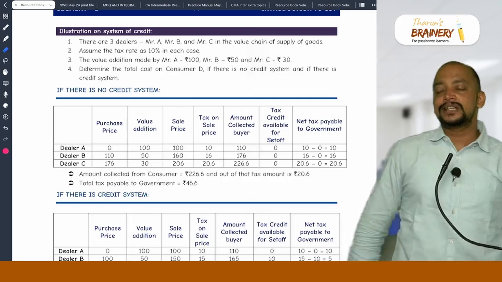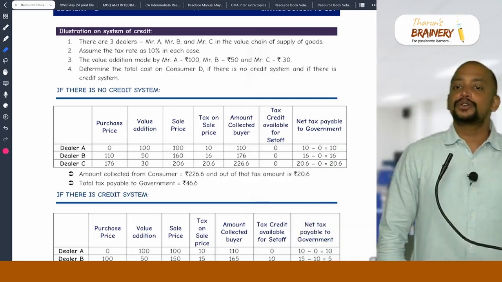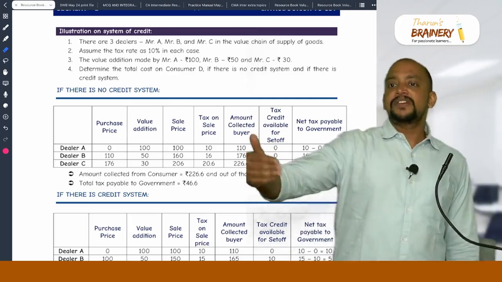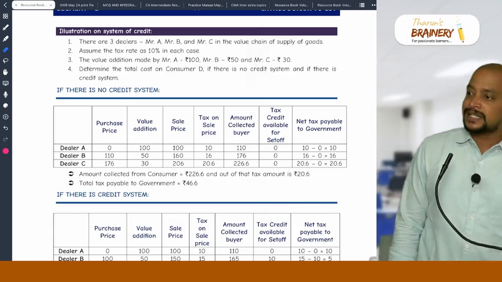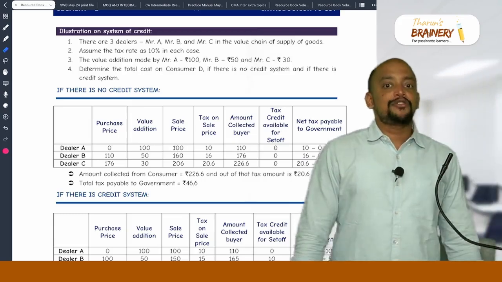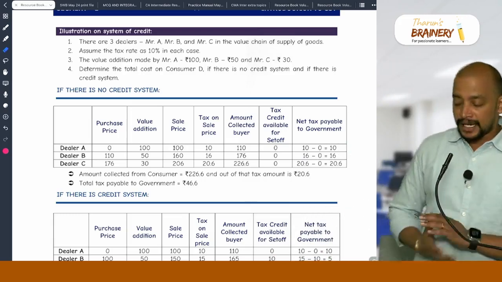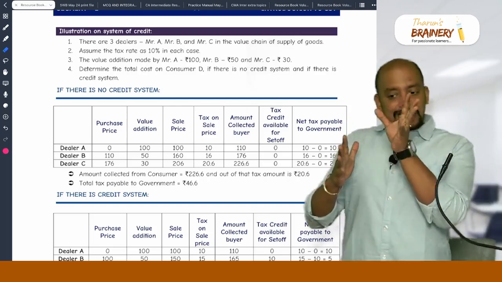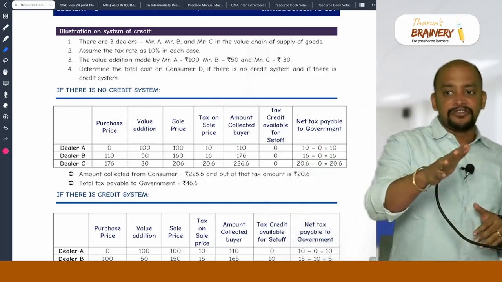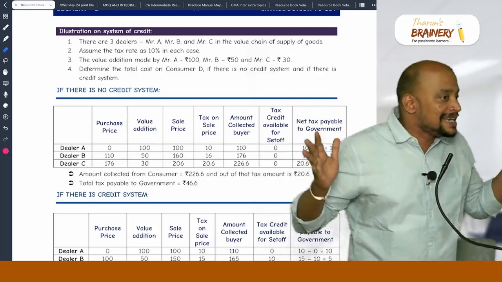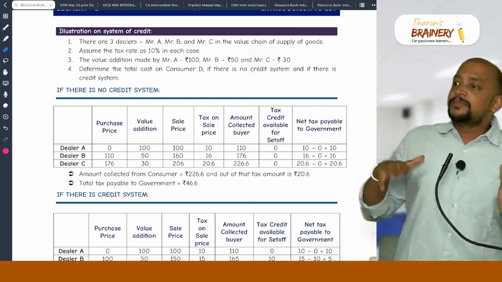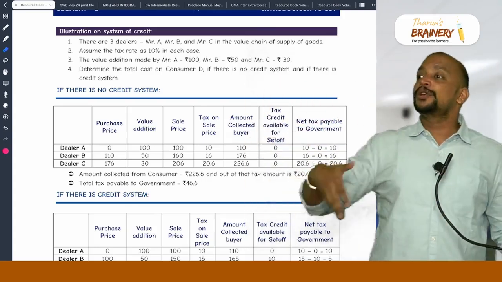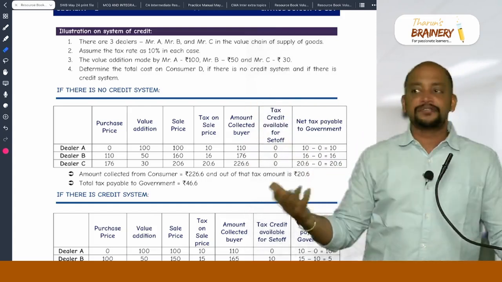20.6. Now if you see in this, what is the cost to the consumer? 226.6. What is the revenue to the government? 46.6. Dealer A will pay 10 rupees, dealer B will pay 16 rupees, dealer C will pay 20.6. So 46.6 is the tax revenue to the government. But the effective rate of tax, if you see, is not 10%. How? Dealer A added a value of 100, dealer B added 50, and dealer C added 30. So the total is 180. On 180, 10% is actually 18 rupees. But how much is being paid to the government? 46.6. It means the effective rate comes to beyond 10%, somewhere like 25% is what we are required to pay.